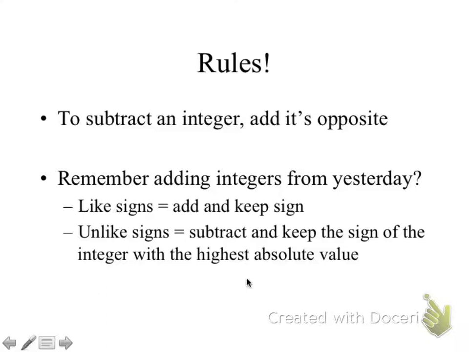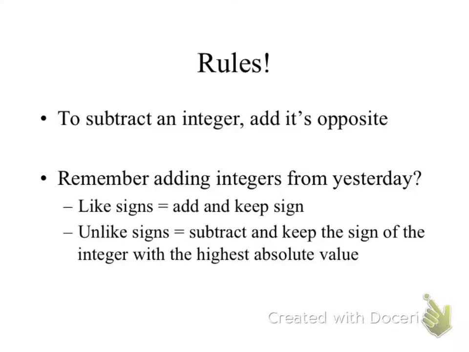So let's write down the rules. Basically, it's just the first bullet point there. To subtract an integer, add its opposite. So change the subtraction sign, the operation of subtraction to addition, and the number that comes right after it also gets changed to its opposite. Now that we don't do anything to the first number. And then the second bullet point is just our addition rules from yesterday, which should already be written in your notebook, but I've condensed them.